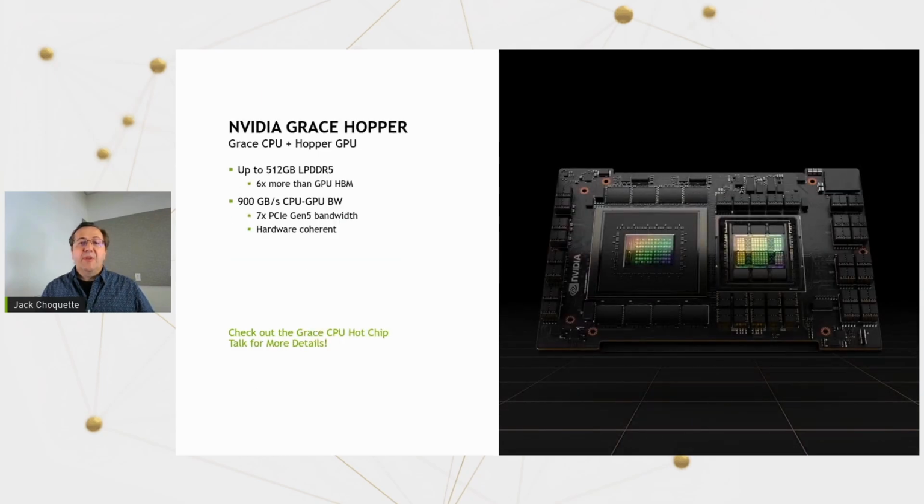We've also developed the Grace CPU that was designed with the H100 GPU to be tightly integrated into a new SXM module. Grace Hopper introduces a new hardware coherent CPU-GPU interconnect, provides 900 gigabytes per second total bandwidth, over 7 times as much bandwidth as the new and already fast PCIe Gen 5 interconnect. With this much bandwidth, the GPU can access the CPU's large memory effectively as an extension of its own memory, thereby vastly increasing the total memory capacity available to GPU accelerated applications. I encourage you to check out the Grace CPU Hot Chips talk for more details.